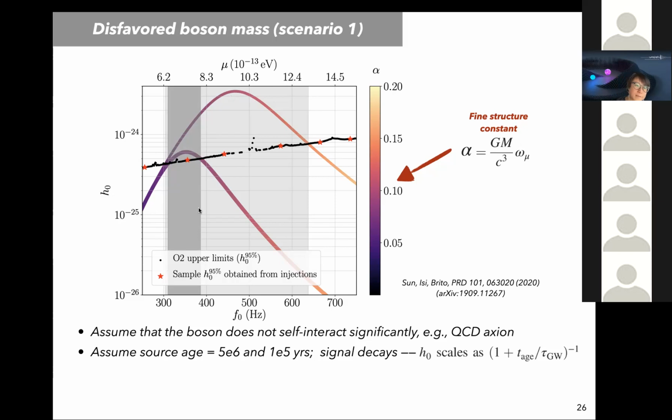At this point, you can see that the results actually strongly rely on the assumption of the black hole age. So that's why the uncertainty of the black hole age would lead to a large uncertainty on the constraint. Basically, by comparing the expected signal and the upper limit, where the expected signal is louder than the upper limit, that's the disfavored boson mass range, as we don't see the signal, indicated by this gray band for these two scenarios.